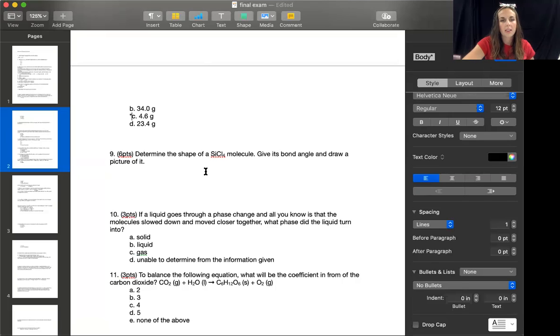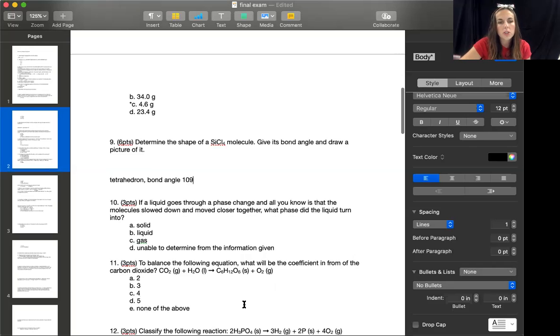Okay. So this is going to be tetrahedron because it has all 4 pairs of valence electrons bonded with a bond angle of 109 degrees. Did I do that right? No, I didn't. I can't remember how you do a degree symbol. That wasn't it. I'm just going to put 109. Okay. All right, so that's your answer for number 9.